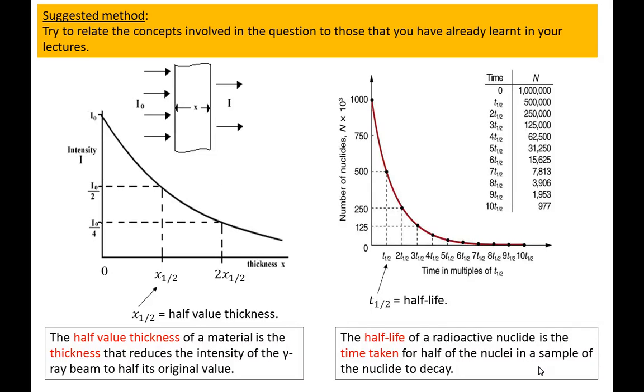So you have to relate the concepts tested to what you've already learned. In the case of half-life, the horizontal axis is time. In the case of half-value thickness, the horizontal variable is thickness. In the case of half-life, the vertical axis is number of nuclei. In the case of half-value thickness, the vertical axis is intensity, the amount of energy passing through per unit time per unit area.